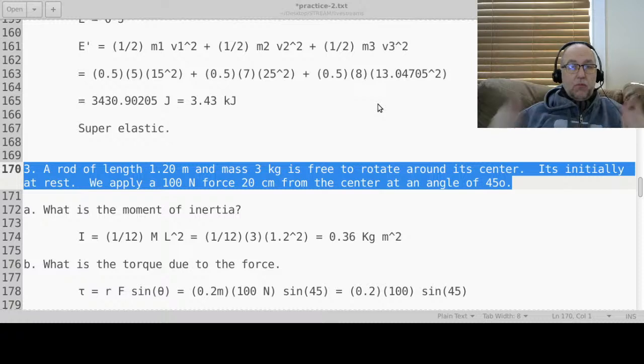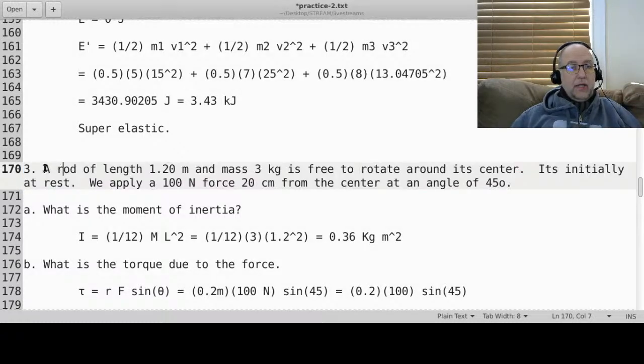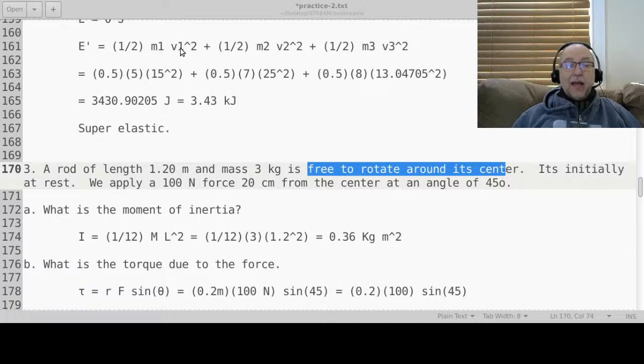Let's do it. I have a rod of length 1.2 meters with a mass of 3 kilograms, and it's free to rotate around its center. That information gives you enough to calculate the moment of inertia, which is the first question you see there.